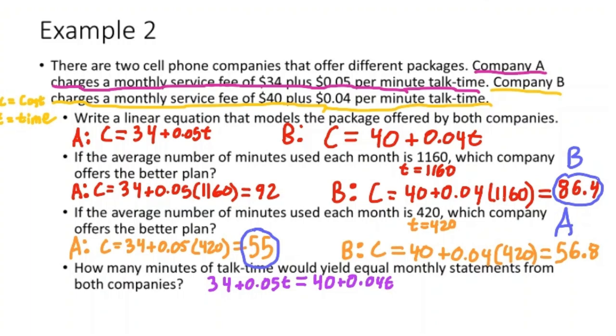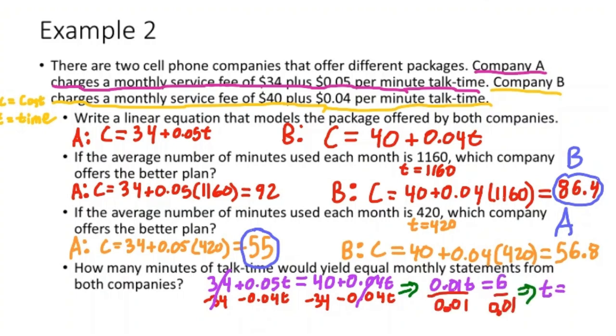Subtract 0.04t from both sides, and we'll also subtract 34 from both sides. On the left-hand side, the 34's cancel. Collect our like terms with the t. We get 0.01t equals, on the right-hand side, the 0.04t's cancel. Collect our like terms, 40 minus 34 is 6. Then divide both sides by 0.01, and we get t equals 600. So we would have to speak for 600 minutes in order for both plans to have the same cost.